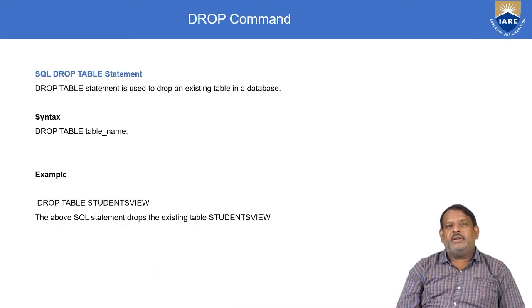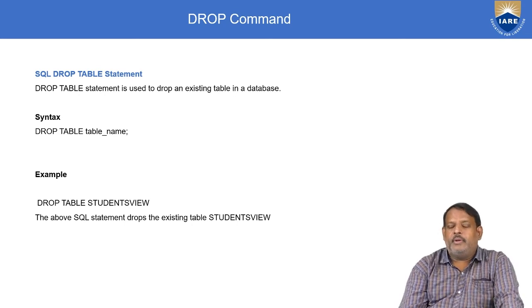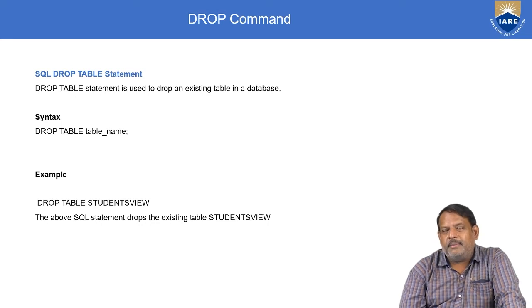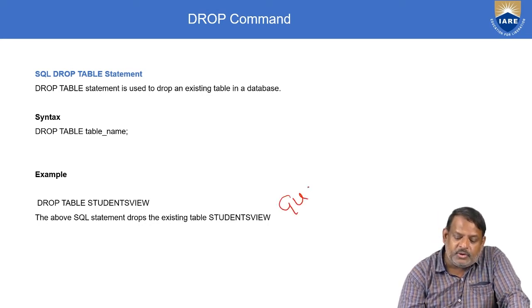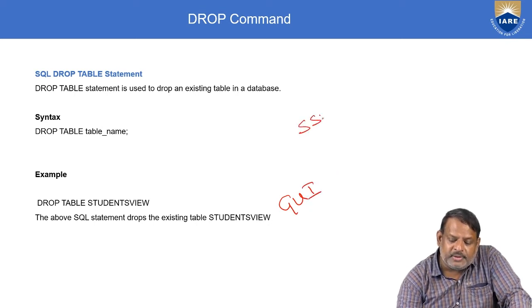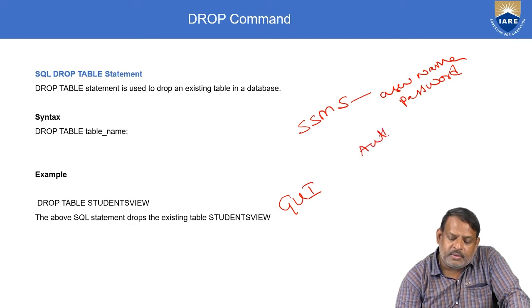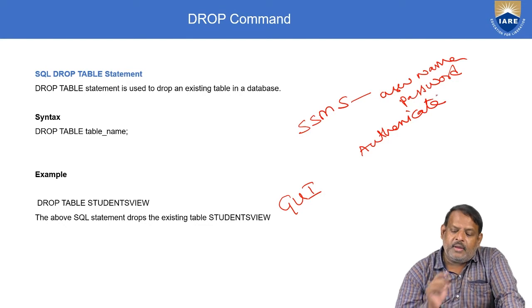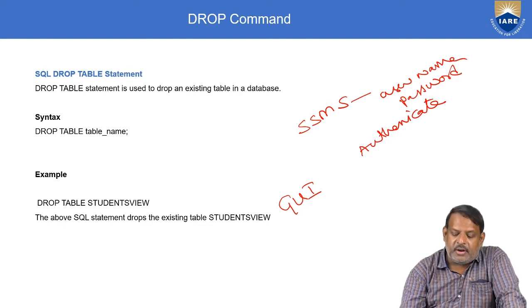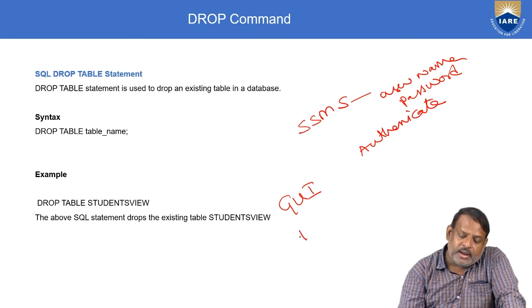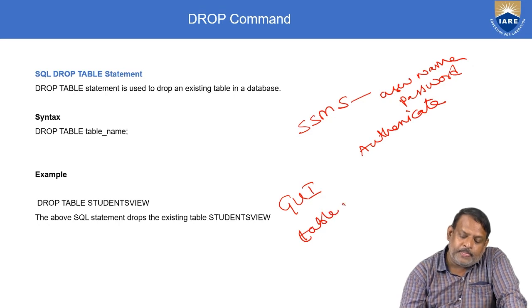Now till now we have seen the syntax to create table. Before we go to the drop, we can also create a table by using the graphical user interface, the GUI. Go to the SSMS, SQL Server Management Studio, and connect to the database by providing username and password. After it authenticates, you'll see the list of databases. Choose the required database, click on the table node, and say new table.